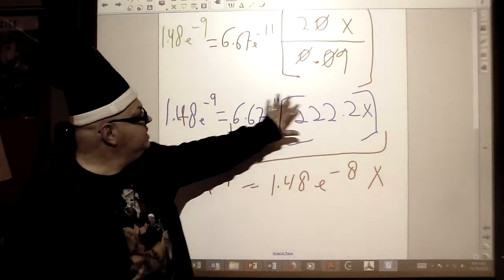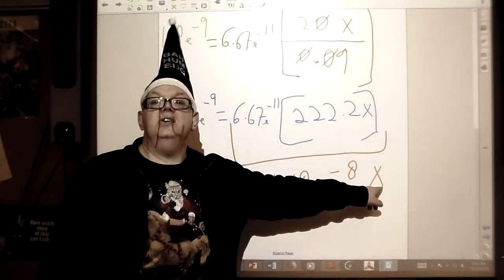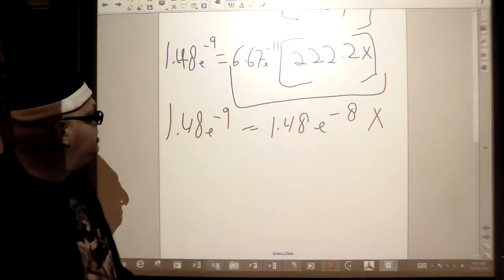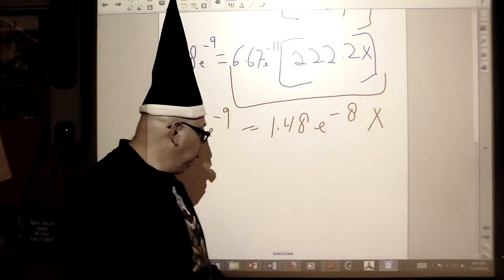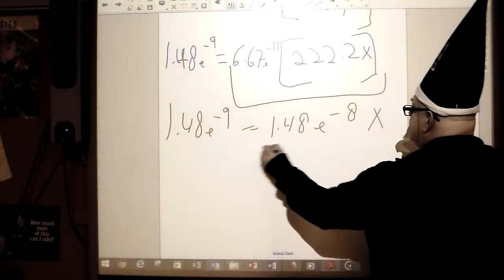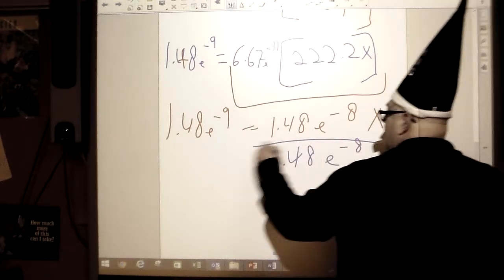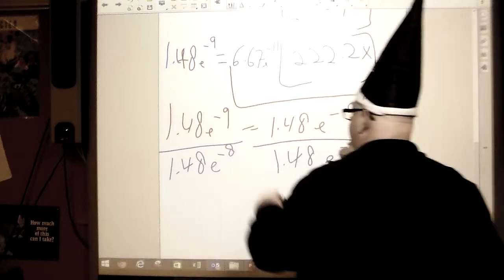Okay? So we took this, multiplied it together. This is what we got. We still have our x because that's what we're trying to solve for. And here we have 1.48 e to the minus 9th. So now what we can do, we're going to take both sides and divide both sides by 1.48 e to the minus 8th.